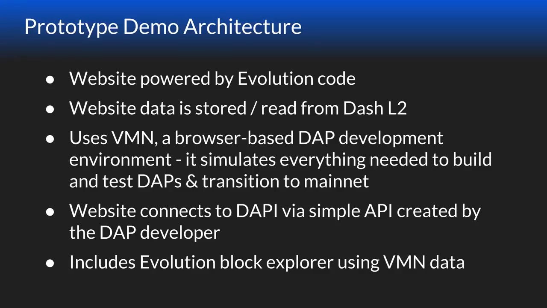So we do have a prototype that we've been working on, and I want to talk just a little bit about the architecture of this prototype, what you're about to see. This is a local website that's powered by Evolution code, and by that I mean that this little website doesn't know whether it's connected to simulated data or real data. It's just running the same way it would in the real Evolution release. The data for this site is stored to and read from the Dash Level 2 network, which Chuck can talk a little bit about. I like your explanation for that better.